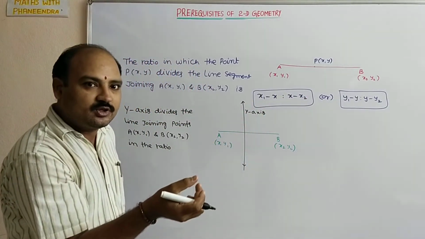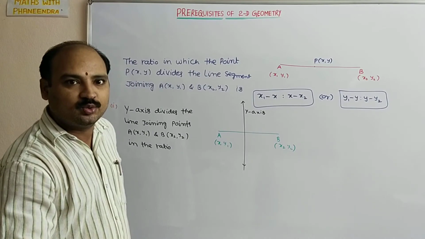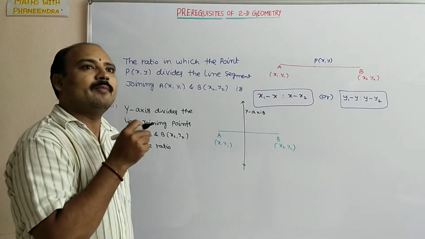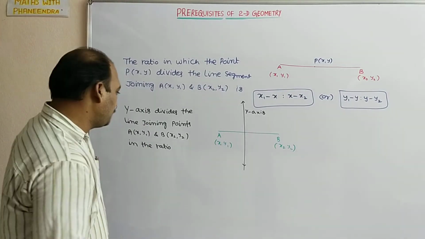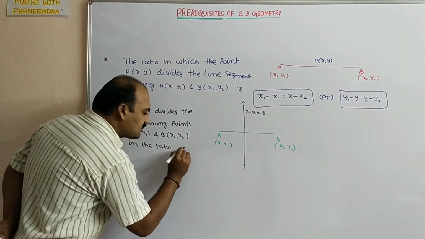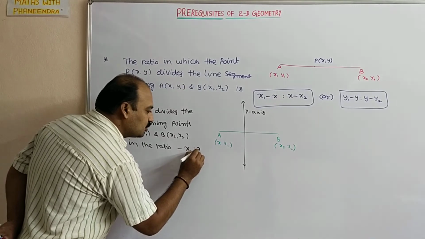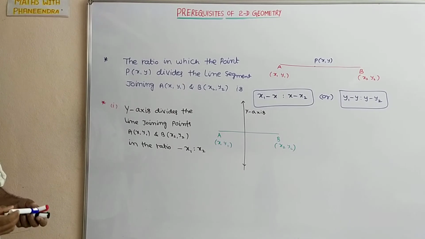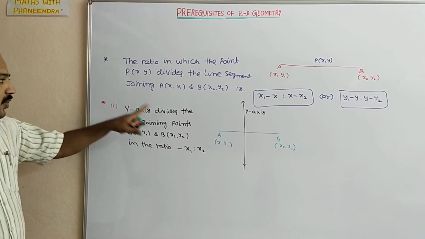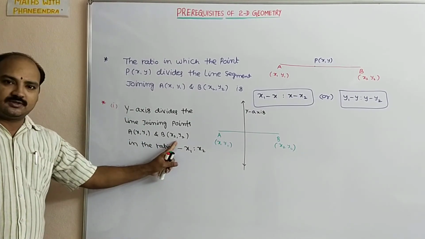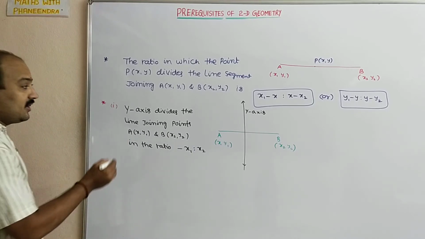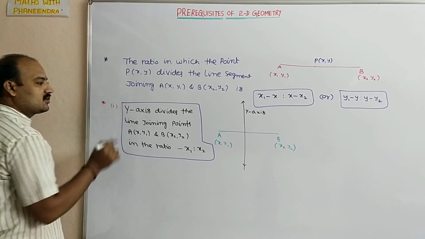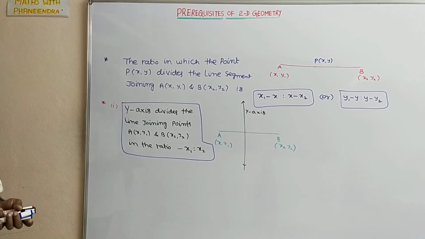x1 is to minus x2 means what? x1 by minus x2. So, a negative value cannot be put in the denominator. So, minus x1 by x2 we can write it in the ratio minus x1 is to x2. Now onwards, you remember the y-axis divides the line joining of these points in the ratio minus x1 is to x2. Number of times, based on this concept, it is asked in the exams, competitive exams.